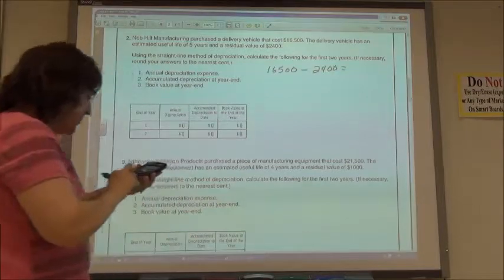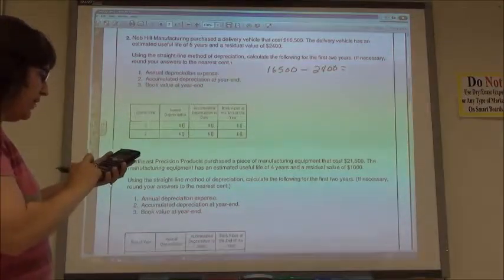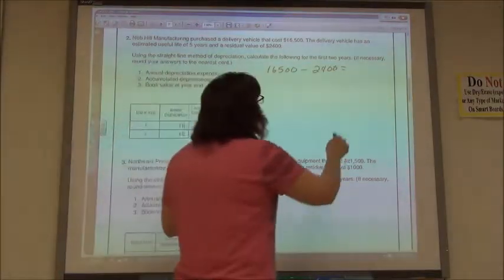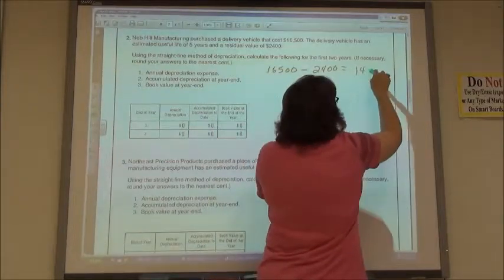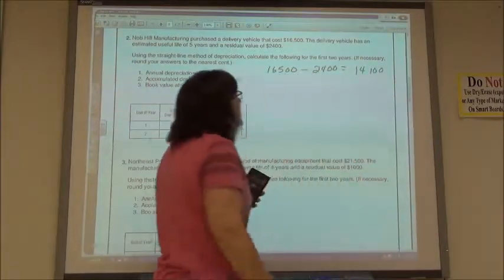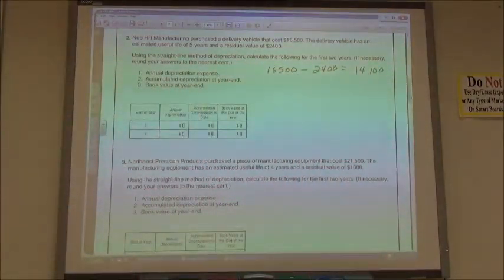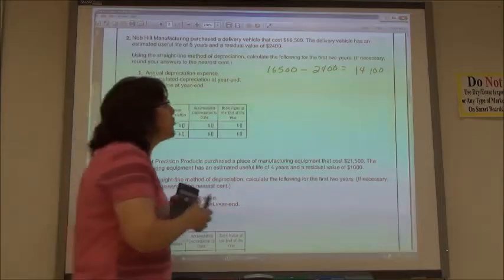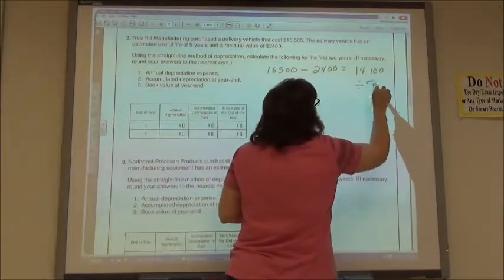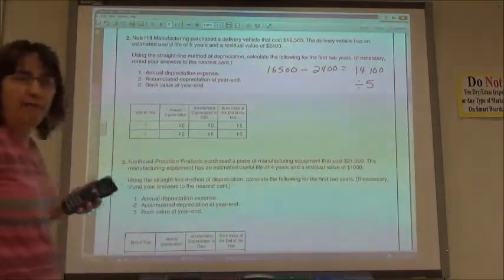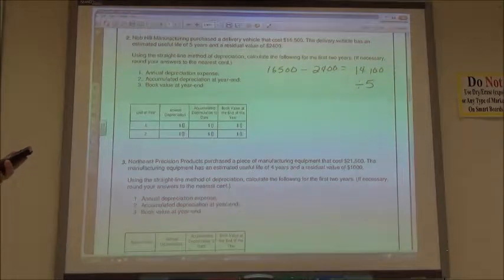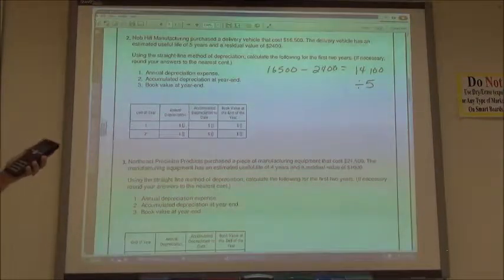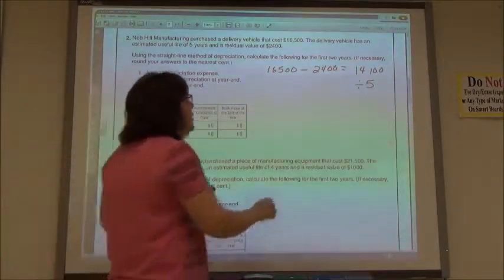So $16,500 minus $2,400 means the total amount of depreciation, $14,100. Now that total depreciation is going to be spread out over 5 years. Since we're doing straight line, we're going to say it depreciates by the same amount every year for 5 years. So if we divide that by 5, $2,820 per year.